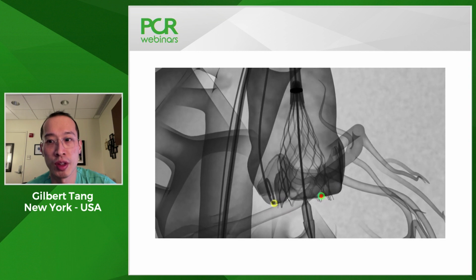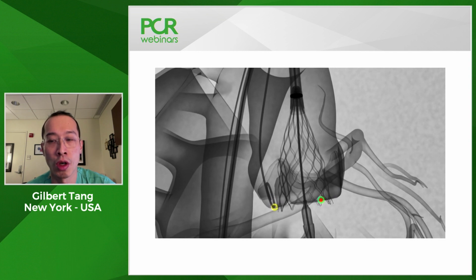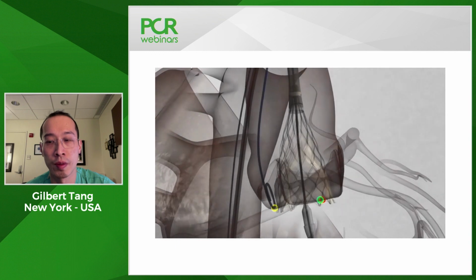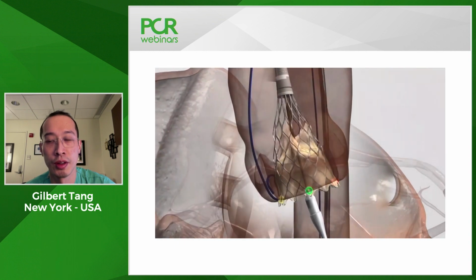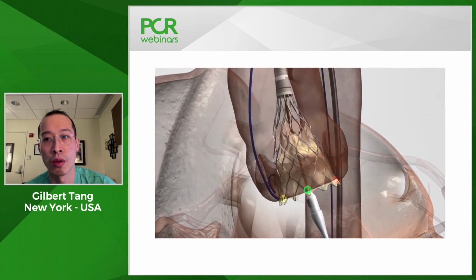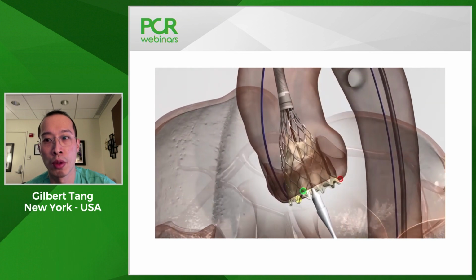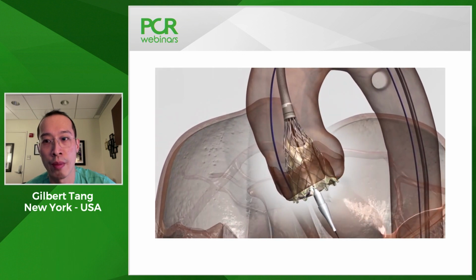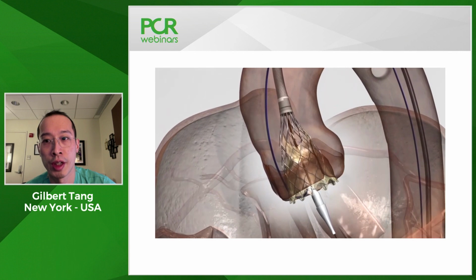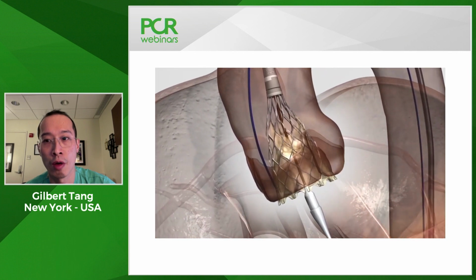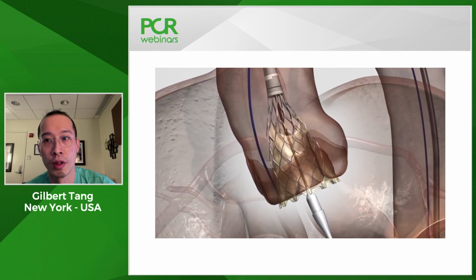So once you have 80%, you assess your implant depth at the non-coronary cusp and the left coronary cusp. And you can see now, going back to the anatomical illustration, that you should be able to get good commissure alignment. And if you are pleased with the result, you can release the valve.